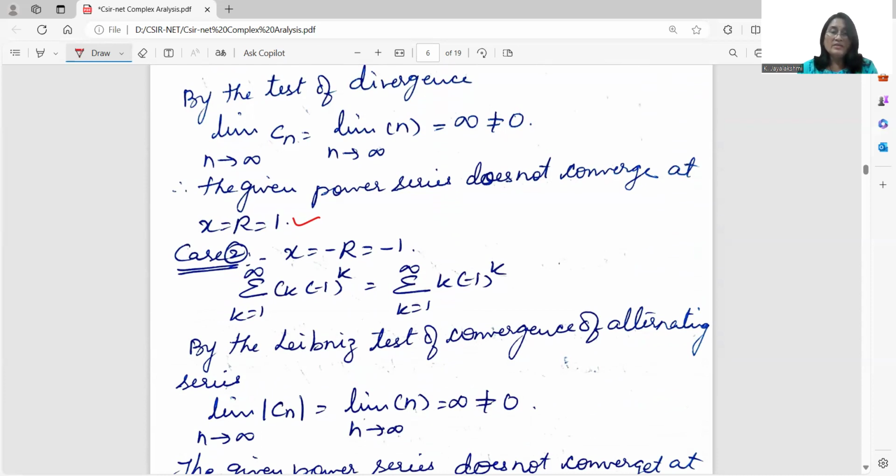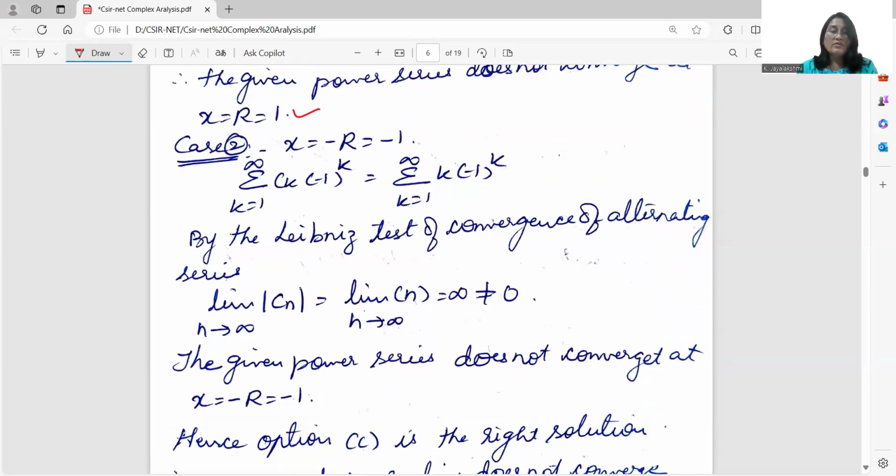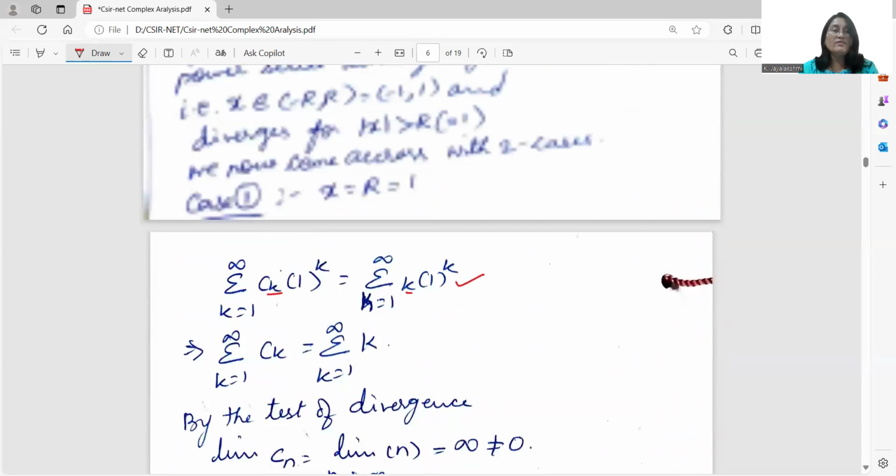Now we apply the Leibniz test of convergence of an alternating series, and with this we have limit as n tends to infinity of modulus of Cn is equal to limit as n tends to infinity of Cn. This is equal to infinity, which is not equal to 0. Therefore, the given power series does not converge for x equals minus R equals minus 1. And hence, option C is what I believe here.